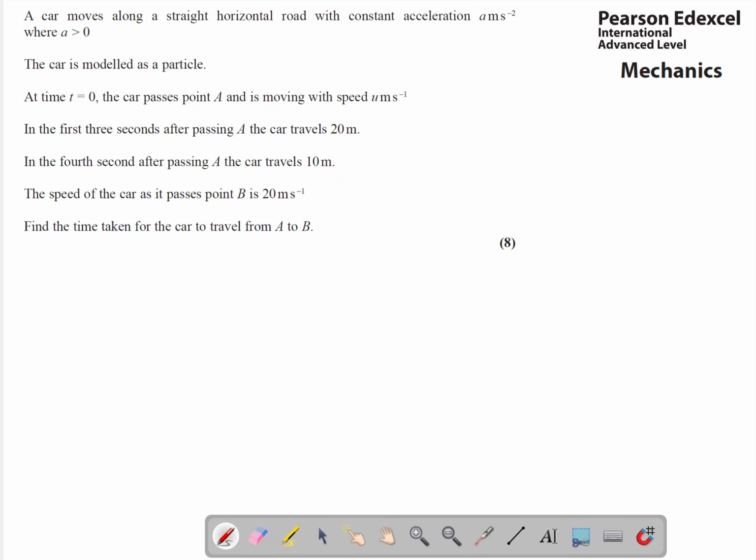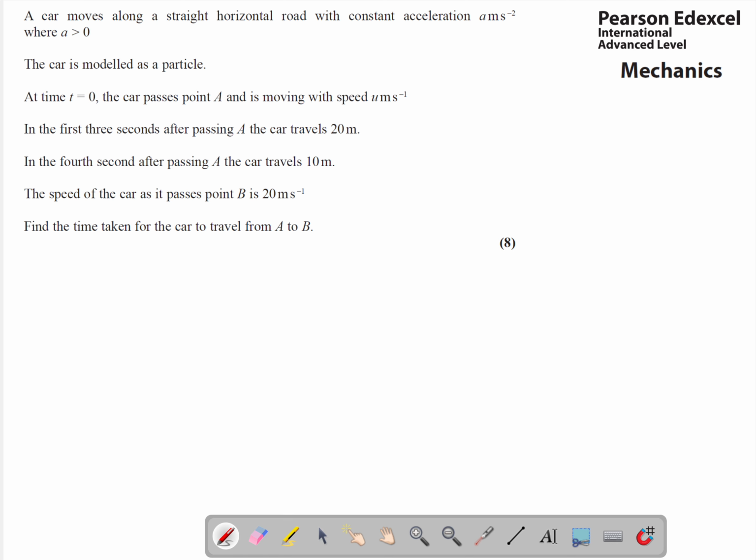A car moves along a straight horizontal road with constant acceleration a meters per second squared, where a is positive. The car is modeled as a particle. At time t equals 0, the car passes point A and is moving with speed u meters per second.